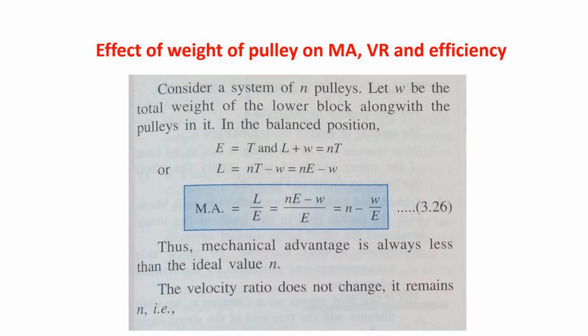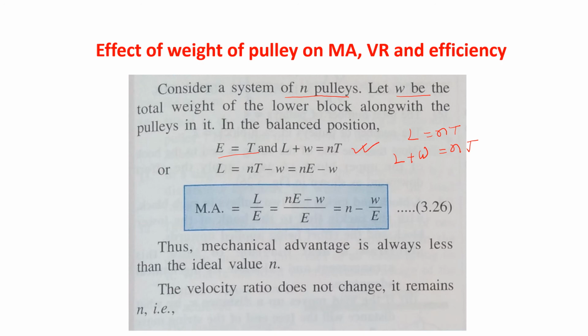What is the effect? Consider a system of n pulleys. Let W be the total weight of the lower block along with the pulleys in it. Lower block, because it is the movable one. The upper block is the fixed one. So only the lower block comes into play. In the balance position, E is equal to T. And whatever we were saying, that L is equal to NT, will now become L plus W, because I am taking the weight of the pulley. So L plus W is equal to NT.